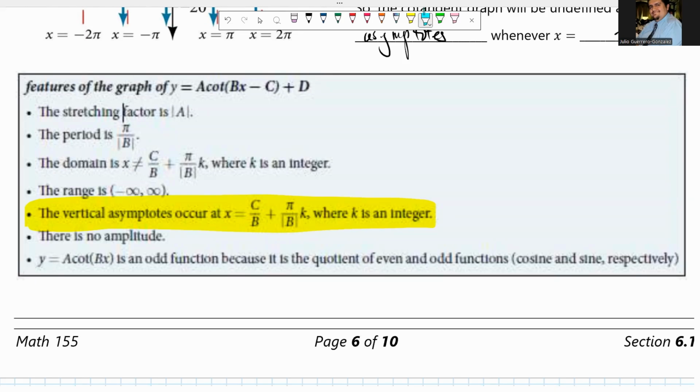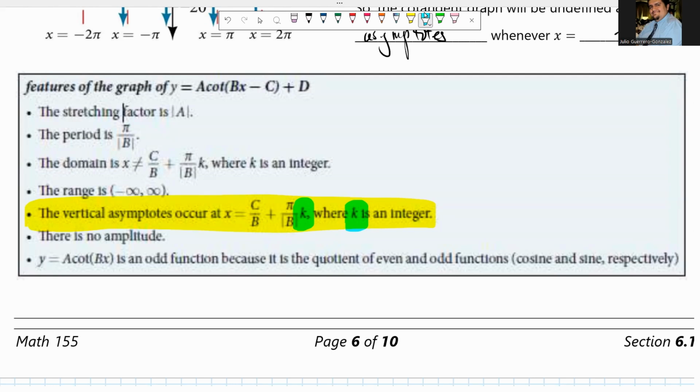Now, just keep in mind, here's where the confusion comes. For tangent, that k value had to be odd. For cotangent, k can be any whole number. So it can be 1, 2, 3, 4, 5, 6, 7. It can be 0, -1, -2, -3, -4, so on and so forth. But for tangent, it had to be odd. It had to be 1, 3, 5, 7, 9, 11, and so on.